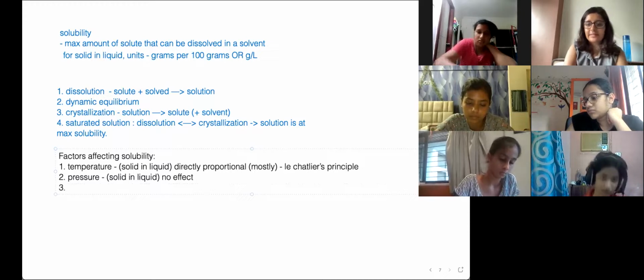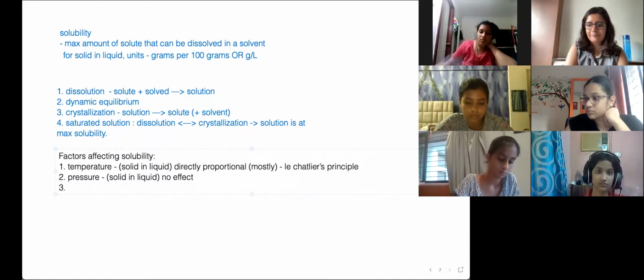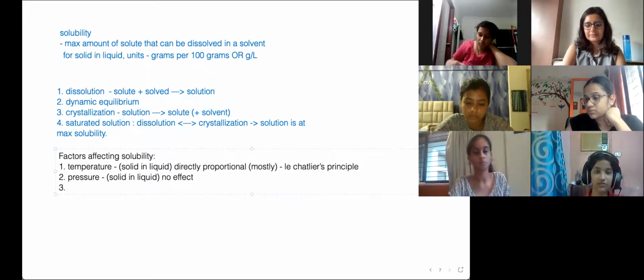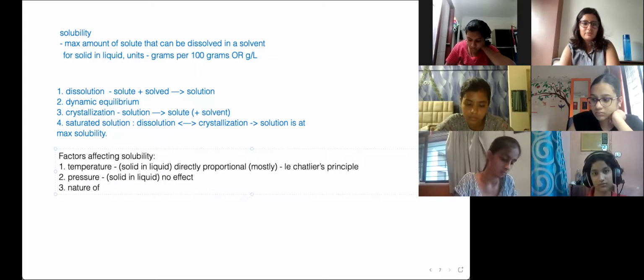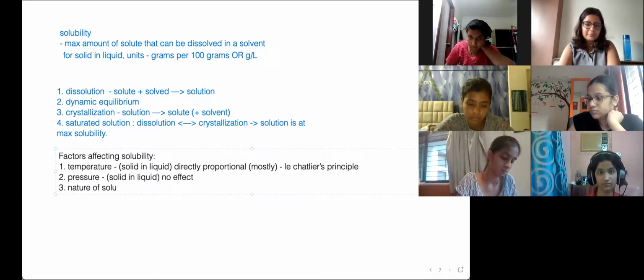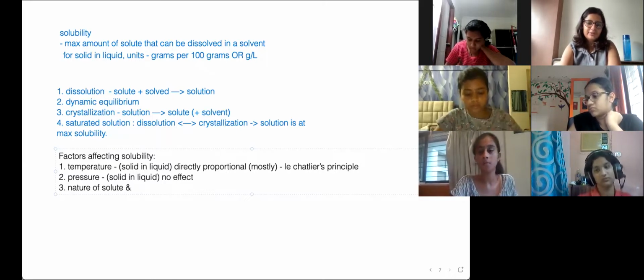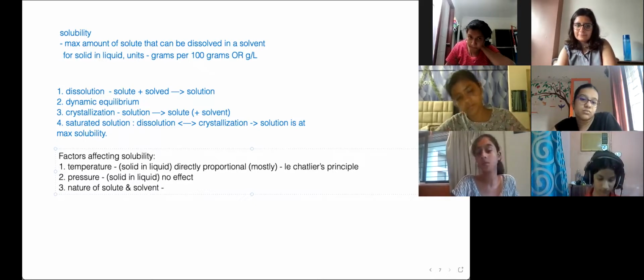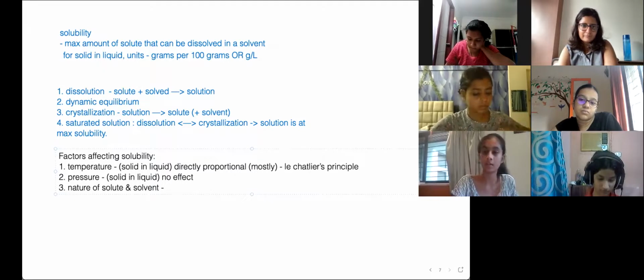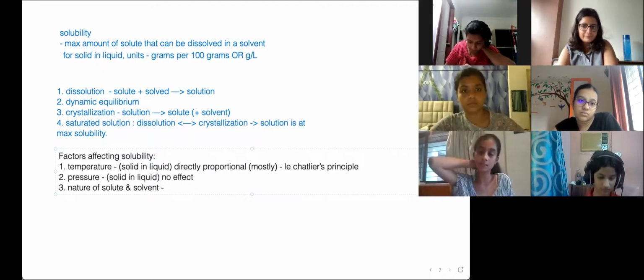What else? Sia was mentioning one thing earlier: nature of solute and solvent. Absolutely. कितना solute dissolve होगा, that completely depends on the nature of solute and solvent. Right? Above the factors affecting solubility, you've written 1, 2, 3, 4. What are those points under it?